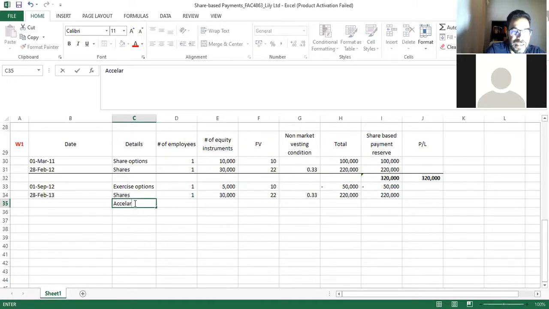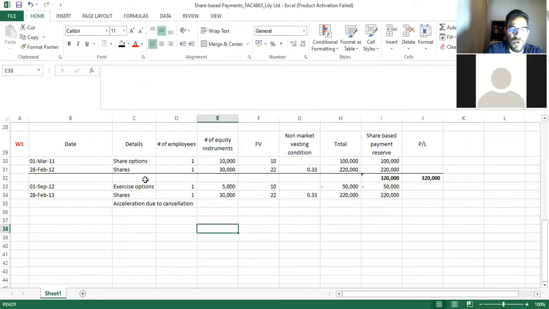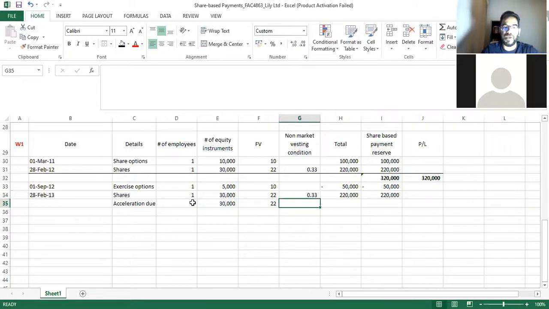Acceleration, due to cancellation. Remember you must accelerate. What we accelerate is one employee with 30,000 shares at 22 Rand. How many years are remaining? Remember, this would only have happened later on, but we must accelerate all the remaining years. How many years are remaining? 1/3. 1 divided by 3.